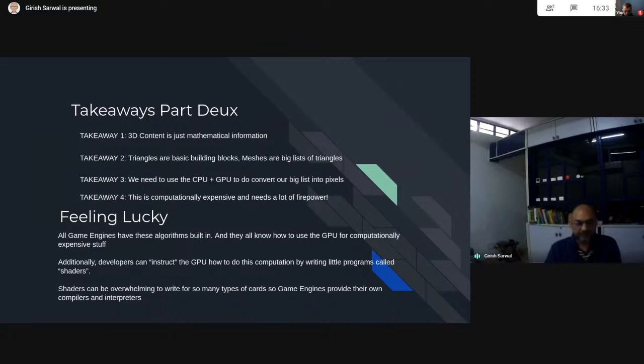So game engines typically provide us with their own compilers and interpreters. For example, Unity comes with ShaderLab, and Unreal comes with a node-based editor which you can use to wire up shaders together. So most of these game engines actually provide their own implementations of, or their own wrappers around, these shaders, which help us write them effectively.